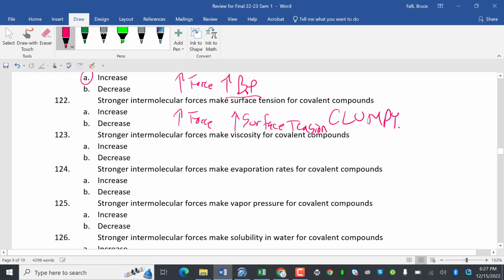Stronger intermolecular forces make the viscosity, and that is resistance to flow, increase too.